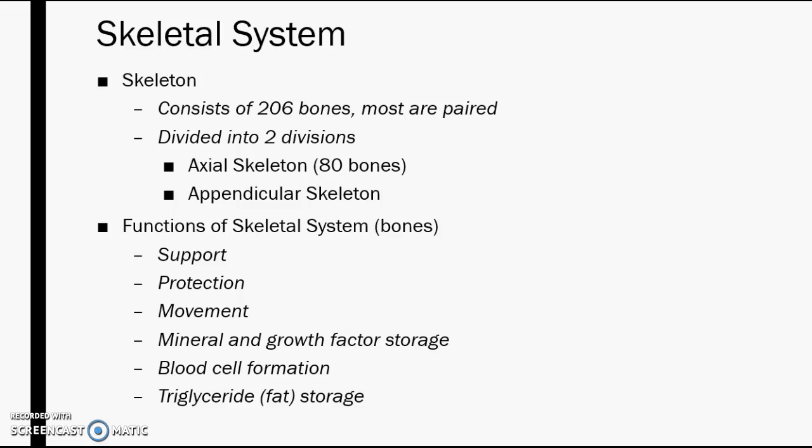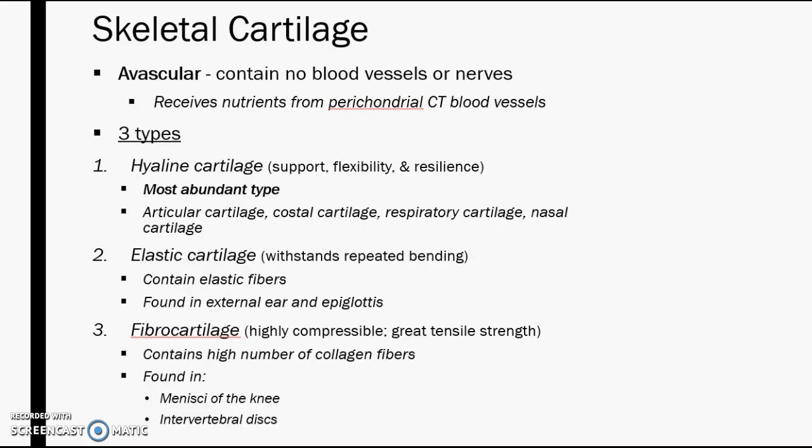So the skeletal system consists of 206 bones, most of which are paired, and we divide the skeletal system into two divisions: the axial skeleton, which is about 80 of those bones, and the appendicular skeleton, which is the rest. The functions of the skeletal system include support, protection, movement, mineral and growth factor storage, blood cell formation, and triglyceride or fat storage. Let's start with skeletal cartilage.